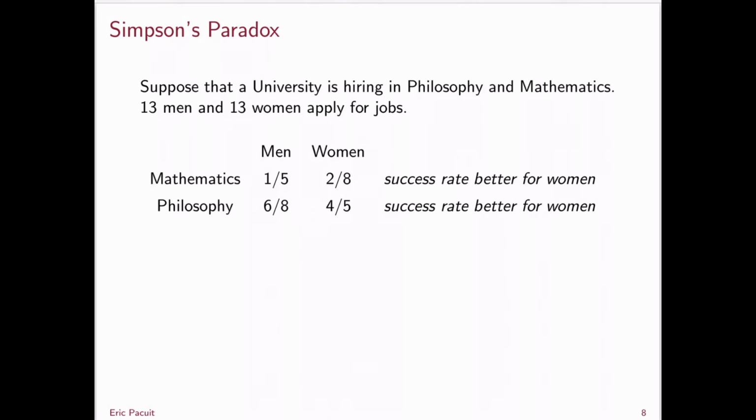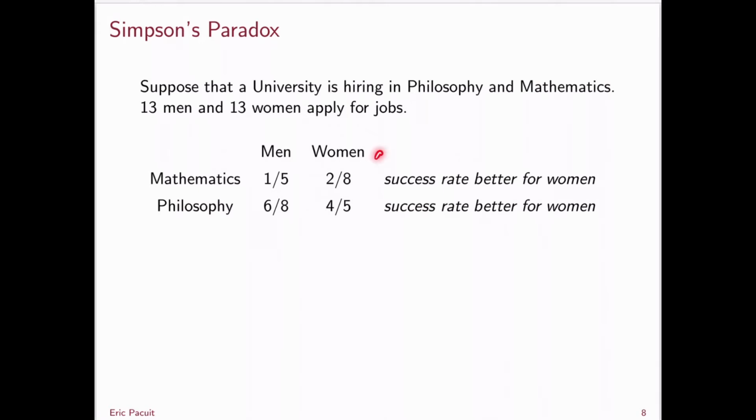And let's say that 13 men and 13 women apply for the job. Now, we would like to know, is there bias in the hiring practices of the university? One way to do that is we can just go ahead and check. We can look at the math department and ask, of the men that applied for the job, how many got the job? So let's say that 5 men applied for the job and 1 person got the job. So that's 1 out of 5 men who got the job.